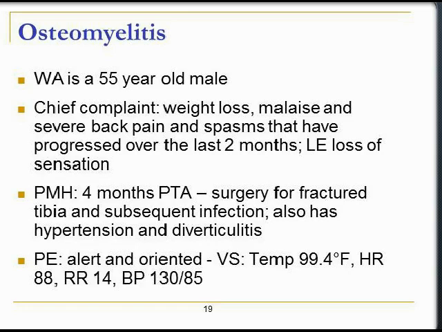All right, osteomyelitis, starting on page 19. WA is a 55-year-old male who presents with weight loss, malaise, and severe back pain and spasms that have progressed during the past 2 months, and he's also now experiencing a loss of sensation in his lower extremities. 4 months before this particular admission, he had surgery for a fractured tibia, and he had a subsequent infection after that. And he also has hypertension and diverticulitis.